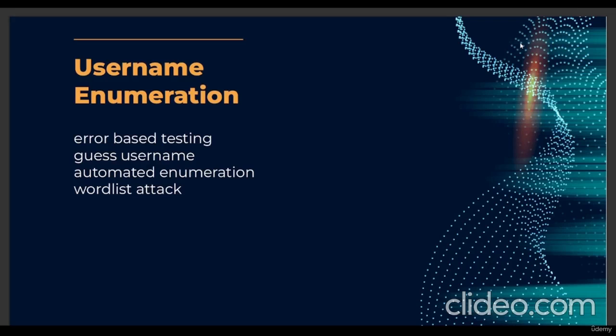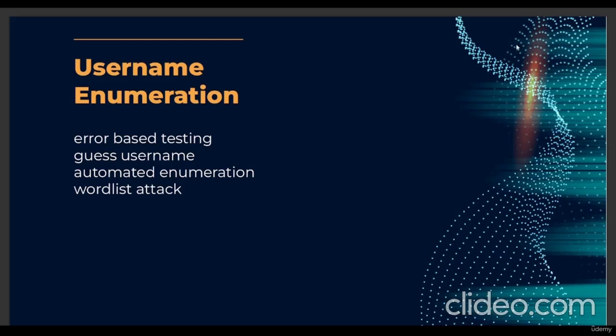Next we have the guess username technique. In this technique, we try to figure out a valid username based on common names, patterns, or information about the system or the user. For instance, if you know someone's name is John Smith, you might guess that the username could be J Smith or John Smith. That's the guess username technique.